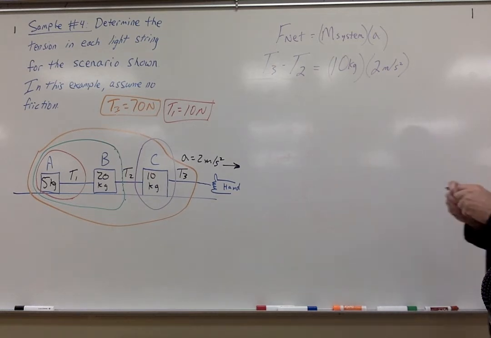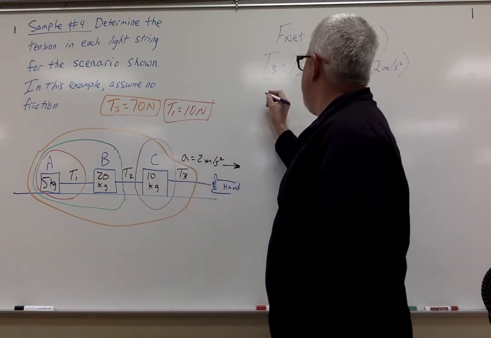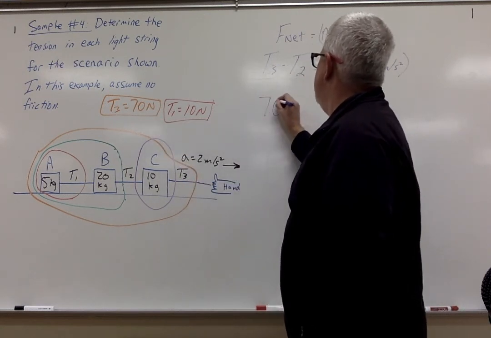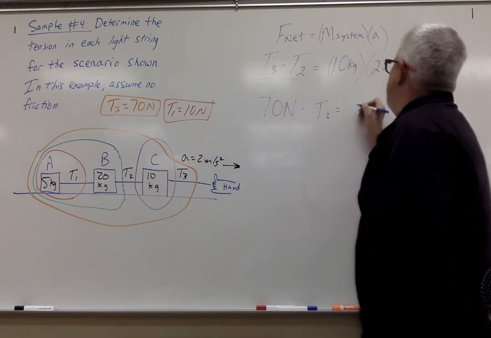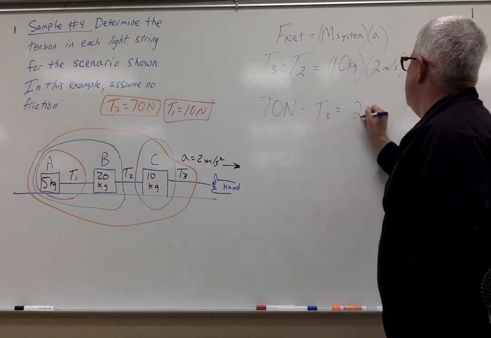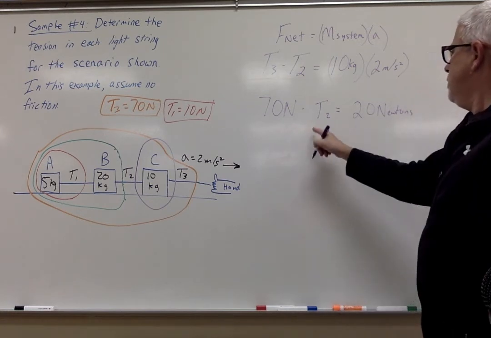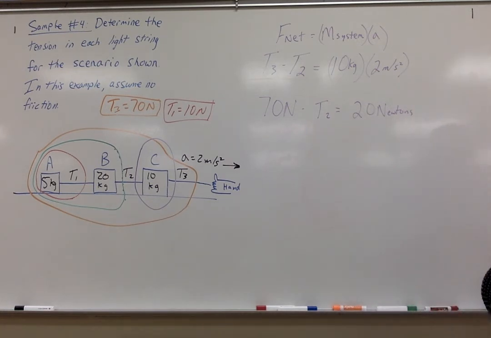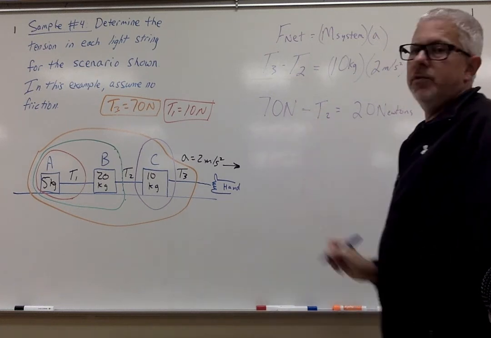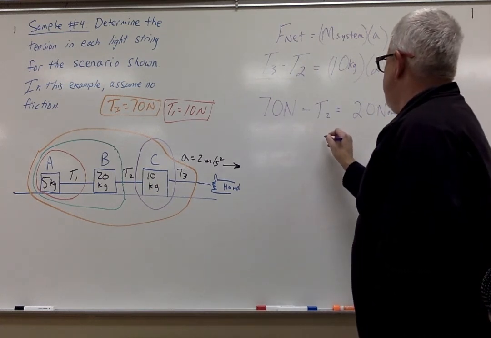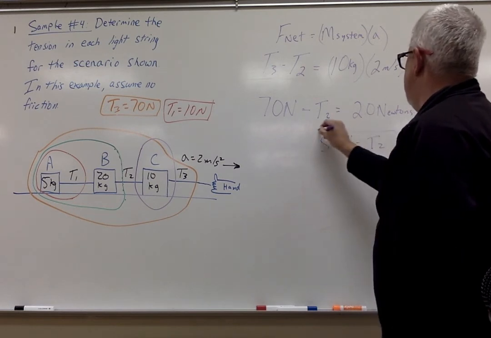All right, I know everything here except for T2, because I know T3 already, I solved for that. So I could say 70 newtons minus T2 is equal to 10 times 2, which is 20 newtons. So if I move this around, I'll get 70 minus 20 is equal to T2, because this is a negative T2, and I'm going to move that to the other side. So I can say that 50 newtons is equal to T2.